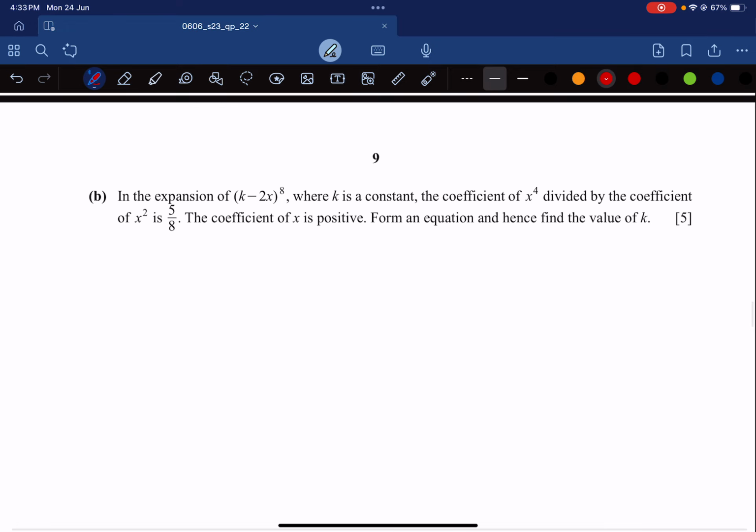In the expansion of k minus 2x to the power of 8, where k is a constant, the coefficient of x to the power of 4 is divided by the coefficient. Okay, it's the coefficient divided by the coefficient of two different terms. One is the x to the power of 4 term, one is the x to the power of 2 term. The coefficient of x is positive. Okay, form an equation and hence.